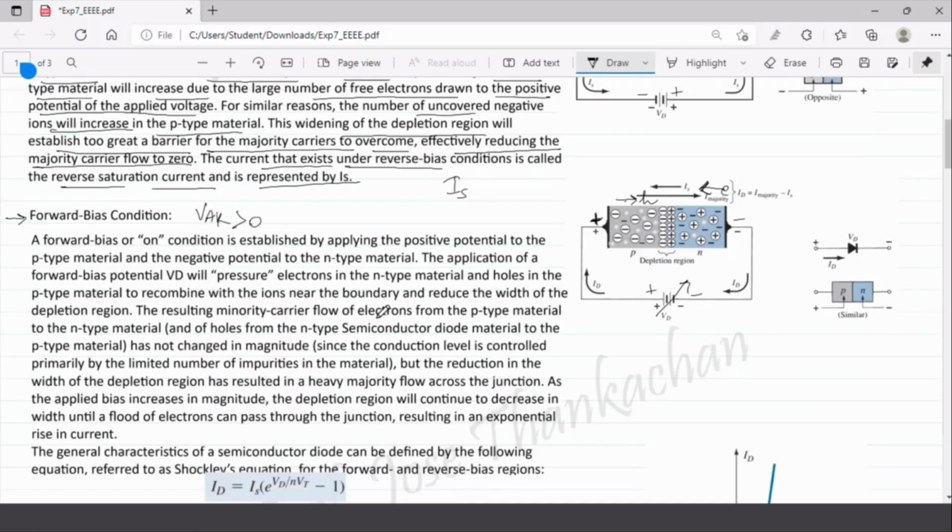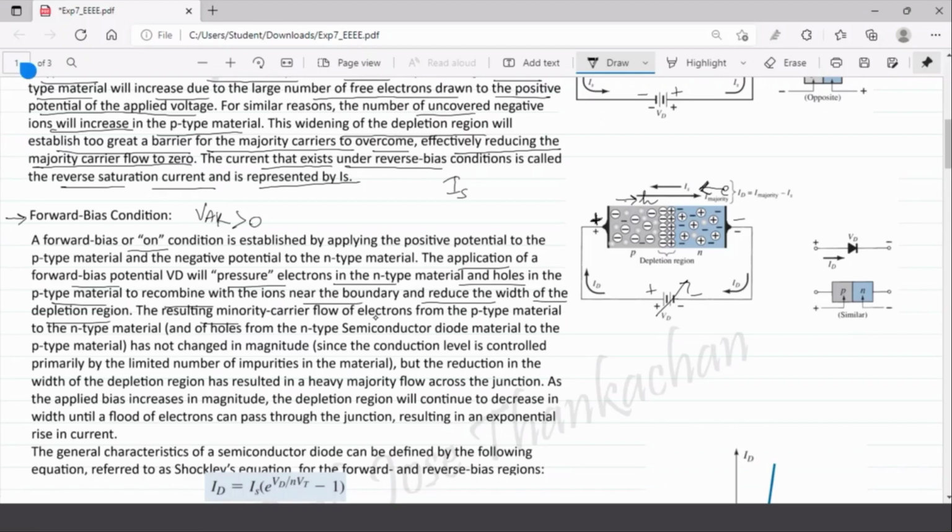So this is how we bias the diode by varying the voltage and increasing it such that it overcomes the barrier potential and allows the flow of current from anode to cathode. This we call the on condition of our diode, the forward bias condition. The application of this forward bias will pressure the electrons in the N-type material and holes in the P-type material to recombine with the ions at the boundary and reduce the width of this depletion region.